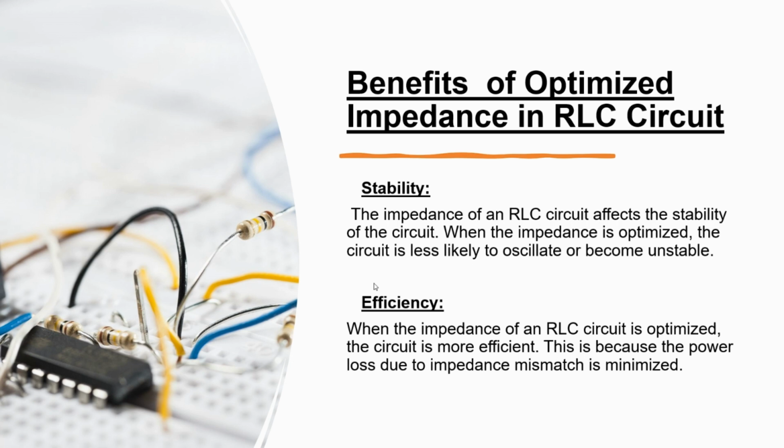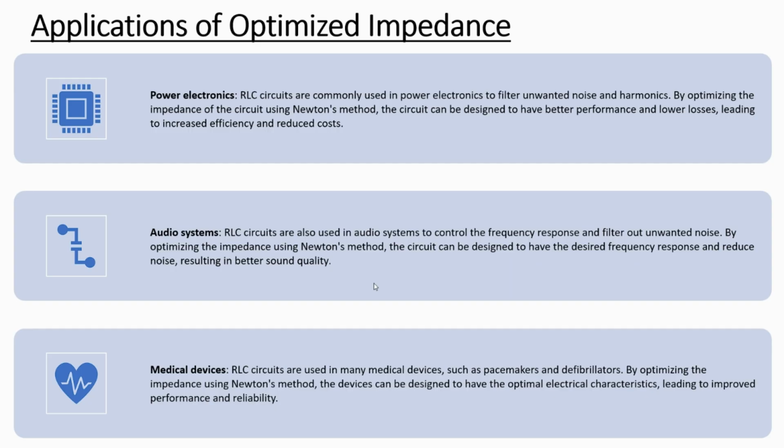Benefits of optimized impedance in an RLC circuit. Stability: the impedance of an RLC circuit affects the stability of the circuit. When the impedance is optimized, the circuit is less likely to oscillate or become unstable. Efficiency: when the impedance of an RLC circuit is optimized, the circuit is more efficient. This is because the power loss due to impedance mismatch is minimized.